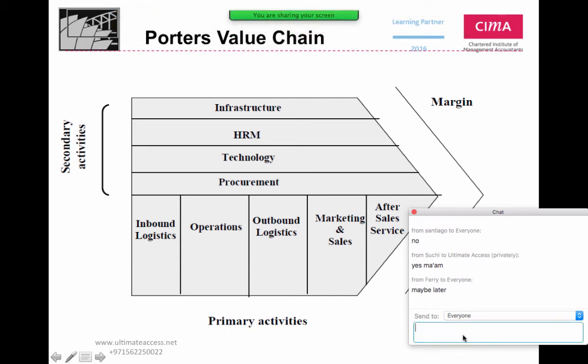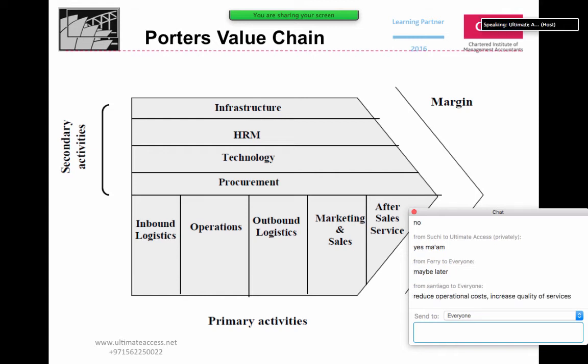Yeah. So what are the things that SparkSpace can do to improve their margins, right? What can we do? Any comments? Right, reduce operational costs, increase quality of service. So operational costs, what do you think are their main operational costs? Where do you think it is? Do you have any idea?